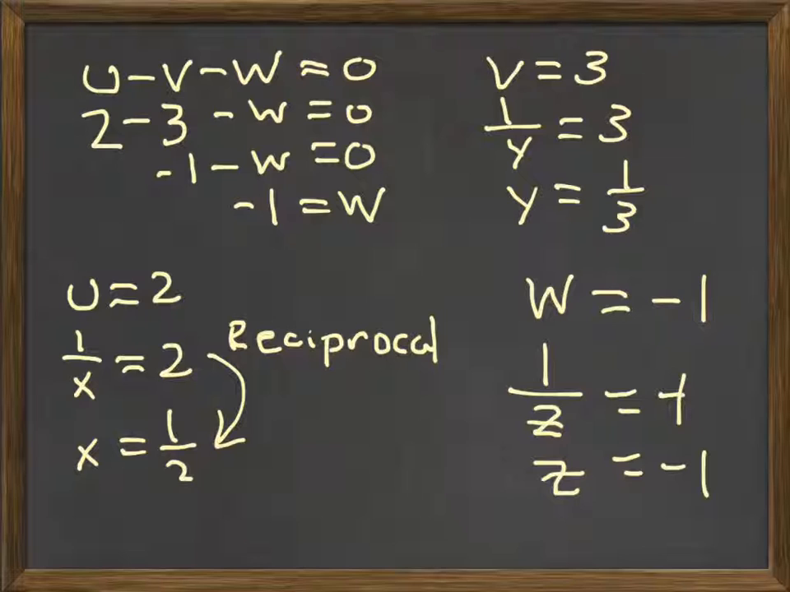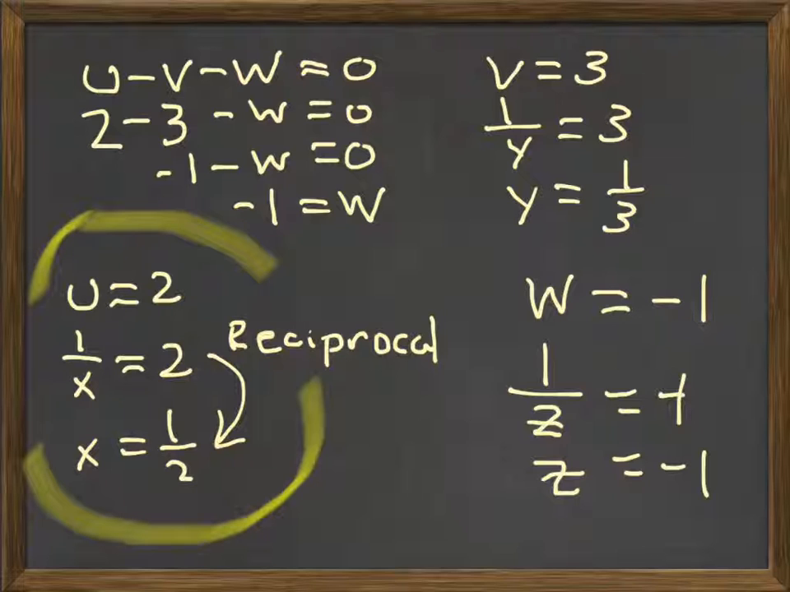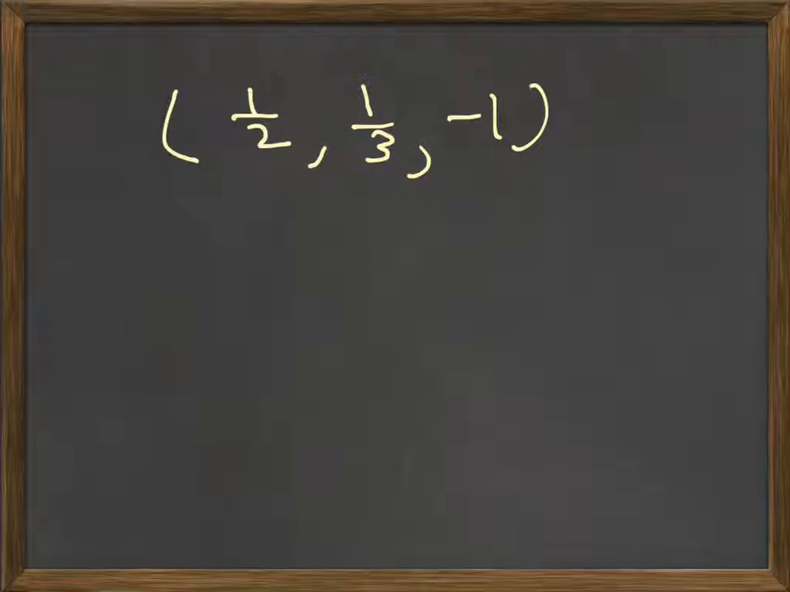But the problem originally started with x, y, and z as the variables, so I need to put 1 over x back in place of u. I'm looking over here right now, and 1 over x means the reciprocal, so if I take the reciprocal of both sides, I get x equals 1/2. If I do the same thing with v equals 3, I get y equals 1/3. With w, the reciprocal of negative 1 is still negative 1, so z is equal to negative 1. And so the solution to this system is 1/2, 1/3, negative 1.